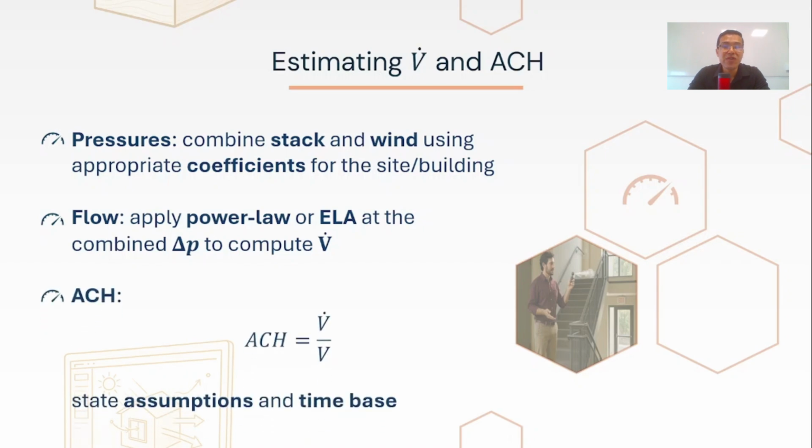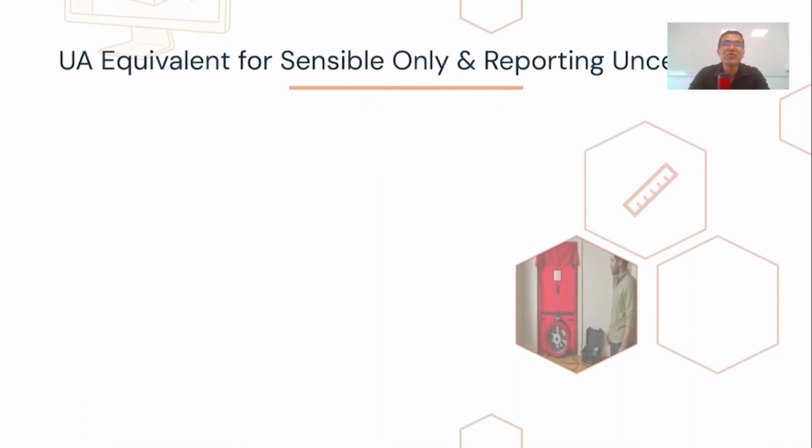With the volumetric flow rate in hand, the final step is to calculate air changes per hour, or ACH, which is a more intuitive way to understand how much air is leaking. It simply tells you how many times per hour all the air in the room is replaced by outdoor air. It's a great metric, but remember, the number you get is only as good as the assumptions you put in, so it is always important to be clear about your inputs.